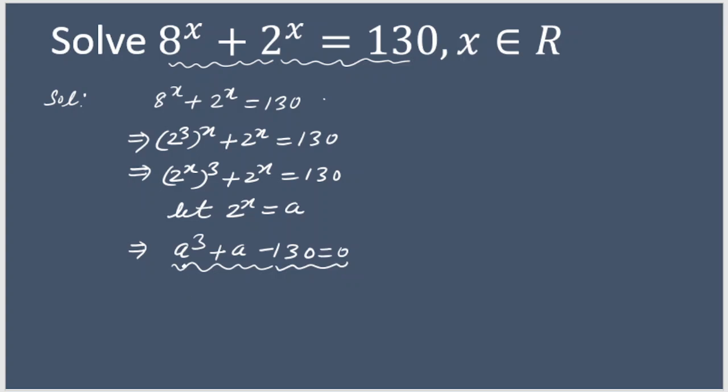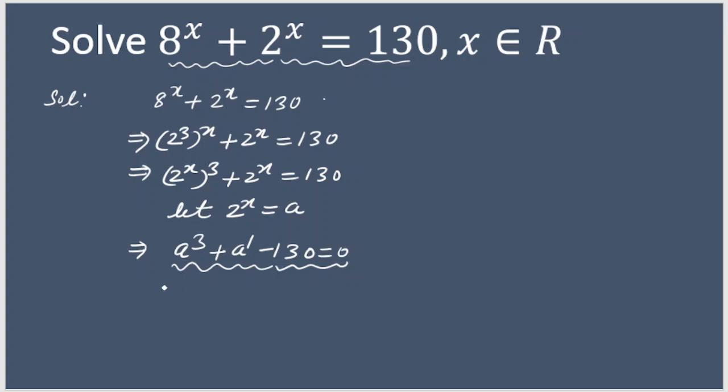So what is the hit and trial method? We have to take different values of a and use the factor theorem to check whether that value of a will satisfy the equation or not. So a cube plus a should be equal to 130, and here both powers are odd powers. So a should be taken positive only, because if I take negative a, then we will get a negative value, which will not be equal to 0.